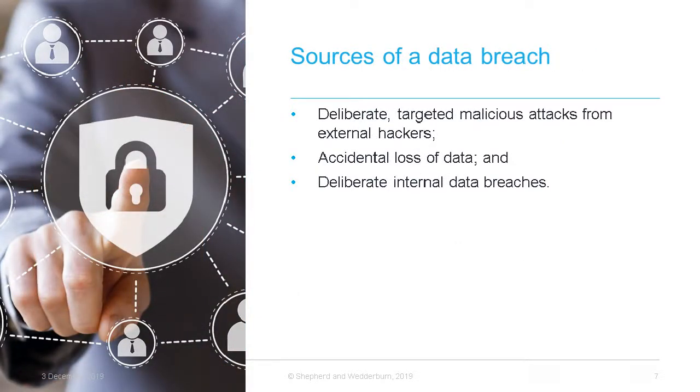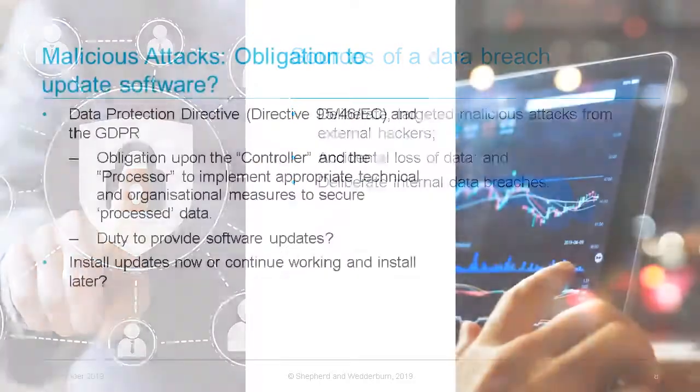So, to comply with the GDPR and to avoid the consequences of a personal data breach, it's essential that businesses consider their own cybersecurity policies and procedures in order to try to safeguard against cyber threats. As both data controllers and processors, businesses can face cybersecurity threats from a number of sources, including deliberate and targeted malicious attacks from hackers, accidental loss of data by employees, and deliberate internal data breaches by employees or contractors, so a sort of insider threat scenario.